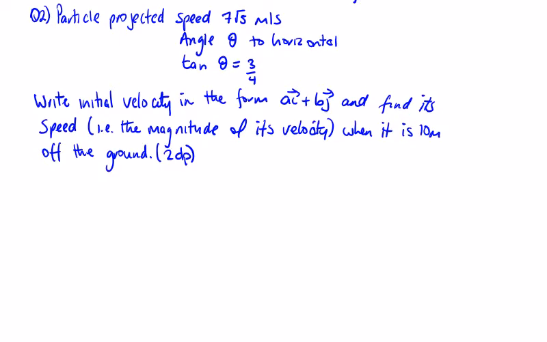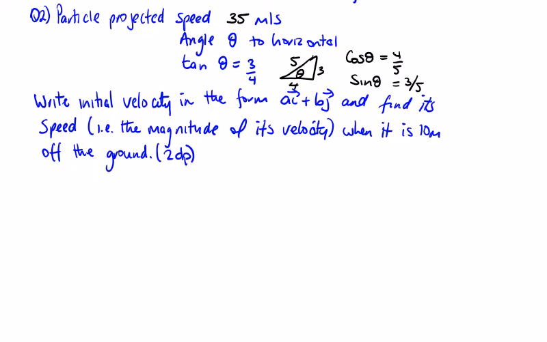Question 2. A particle is projected with speed 35 meters per second. Not 7√5, 35 meters per second at an angle theta to the horizontal, and tan theta is 3 over 4. So before we read on, let's just put our theta in. Opposite over adjacent gives me a 5 for the hypotenuse, so cos theta is equal to 4 over 5 and sine theta is equal to 3 over 5.